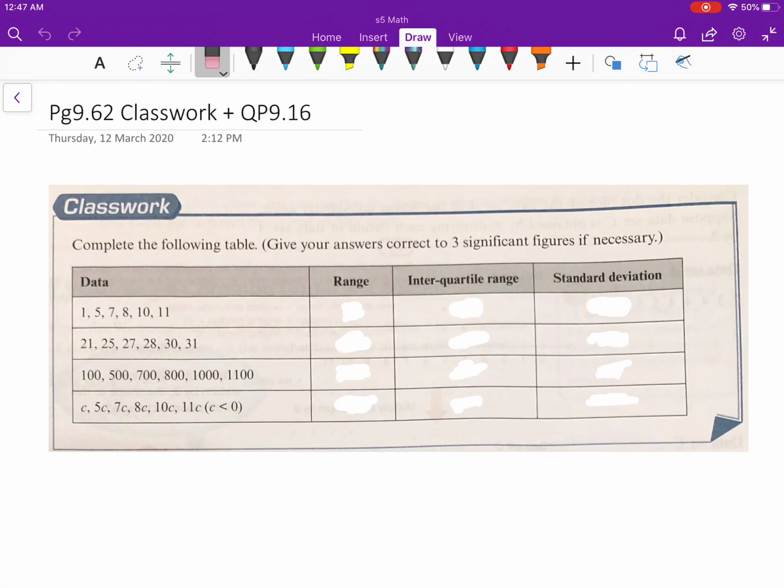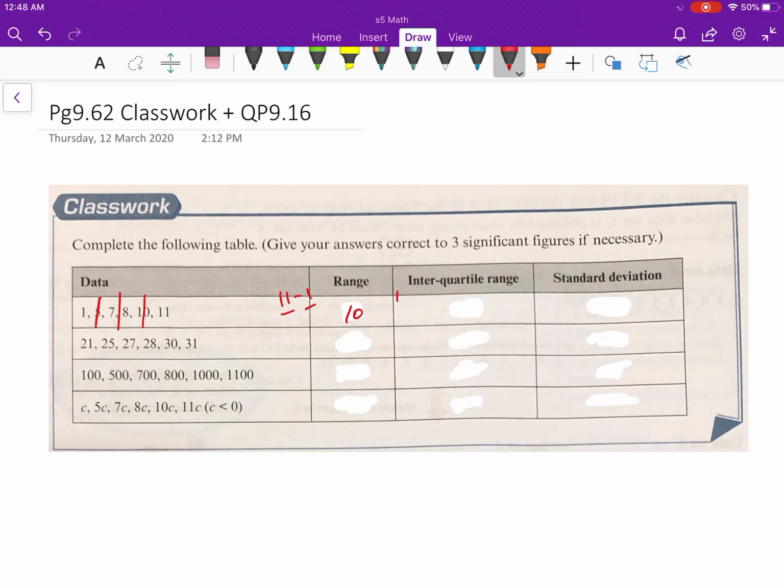Here, I will show you the answers of Classwork and Ch9.16. Okay, so first, we do the Classwork part. For the first question, you will want to find the range, then you use 11 minus 1, which is the maximum and minimum. So you get 10 here, right?